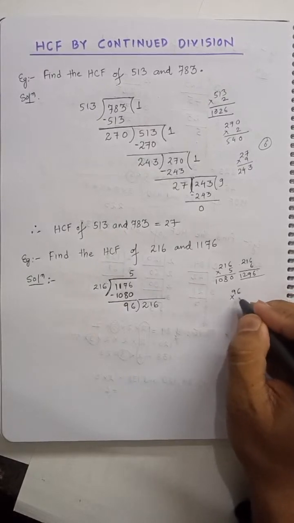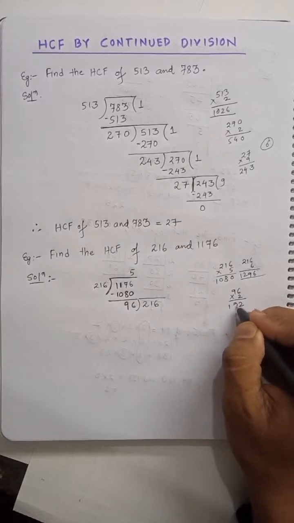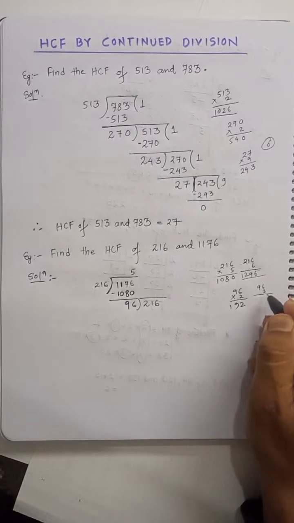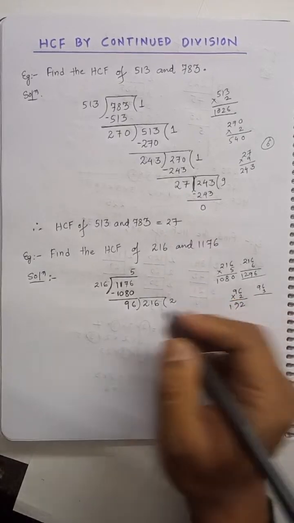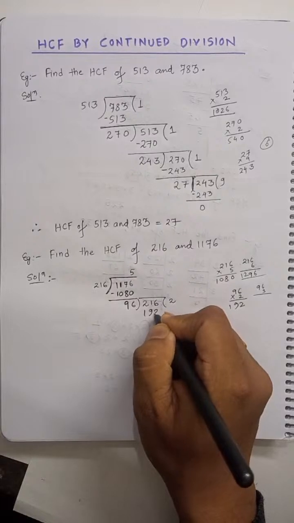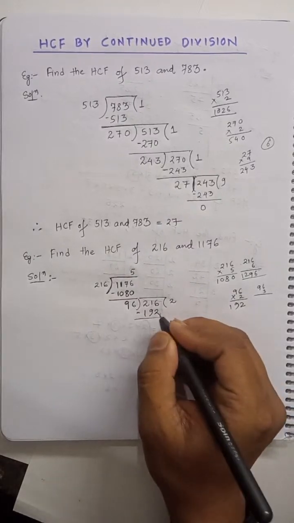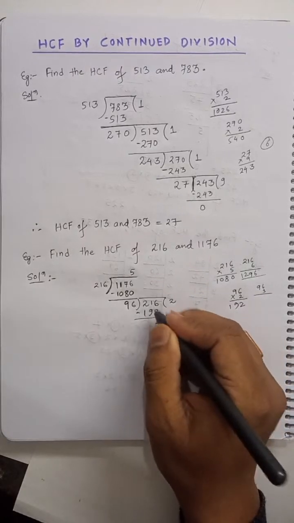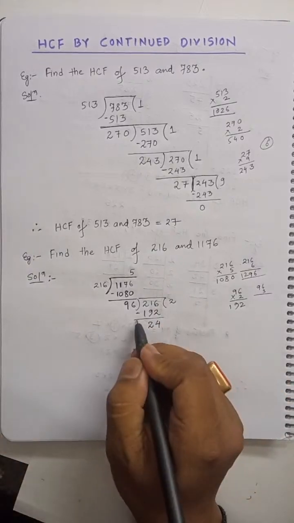So 96. Let us check it with 2 and 3. 6 into 2 is 12, 18 and 19. I think this should do it. 96 into 3. No. 9 into 3 is 27. So we have to check it by 2. 2 into 96 is 192. So 6 minus 2 is 4, and 11 minus 9 is 2. So we have 24, the remainder.